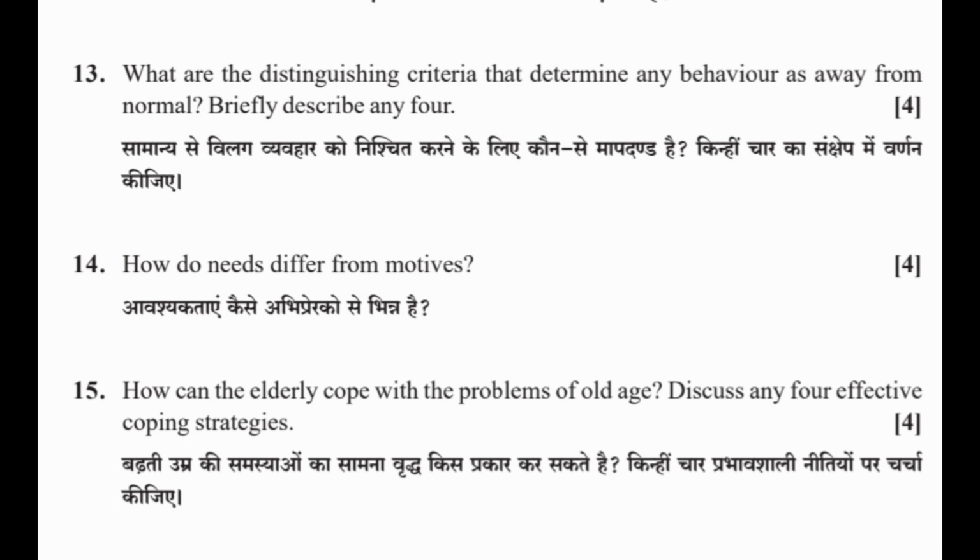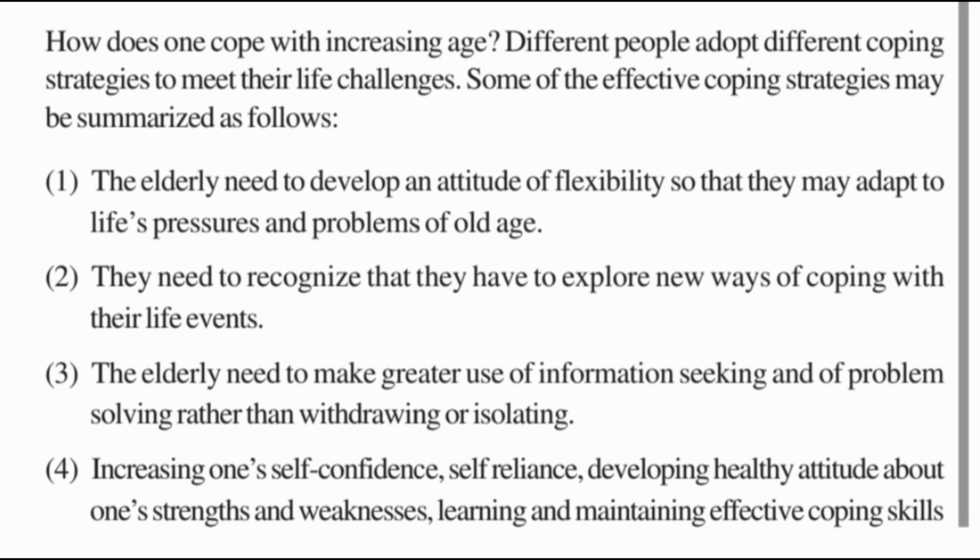15. How can the elderly cope with the problems of old age? Discuss any four effective coping strategies. Different people adopt different coping strategies to meet their life challenges. Some of the effective coping strategies may be summarized as follows. 1. The elderly need to develop an attitude of flexibility so that they may adapt to life's pressures and problems of old age. 2. They need to recognize that they have to explore new ways of coping with their life events. 3. The elderly need to make greater use of information seeking and of problem solving rather than withdrawing or isolating. 4. Increasing one's self confidence, self reliance, developing healthy attitude about one's strengths and weaknesses, learning and maintaining effective coping skills.